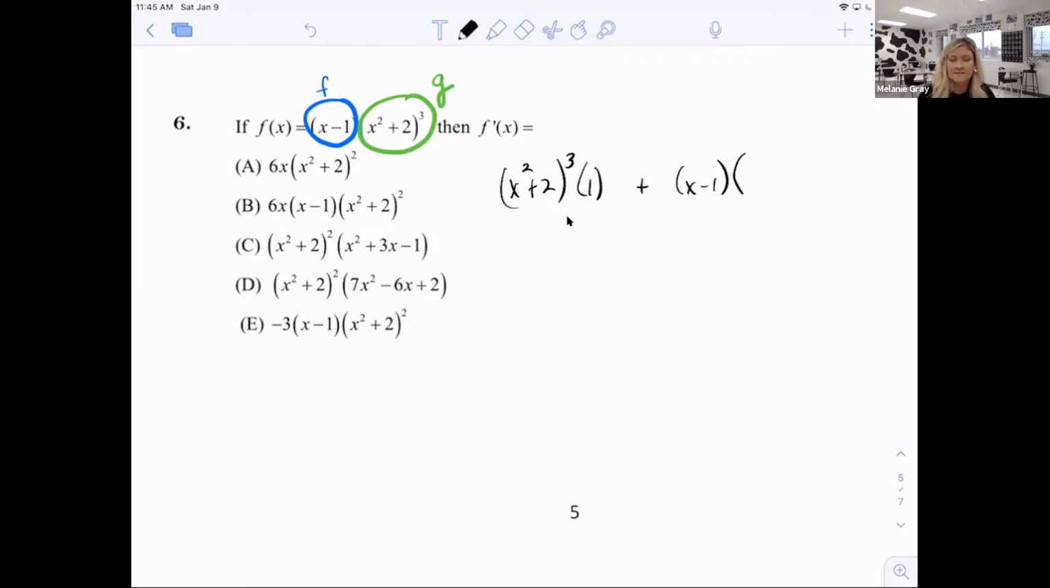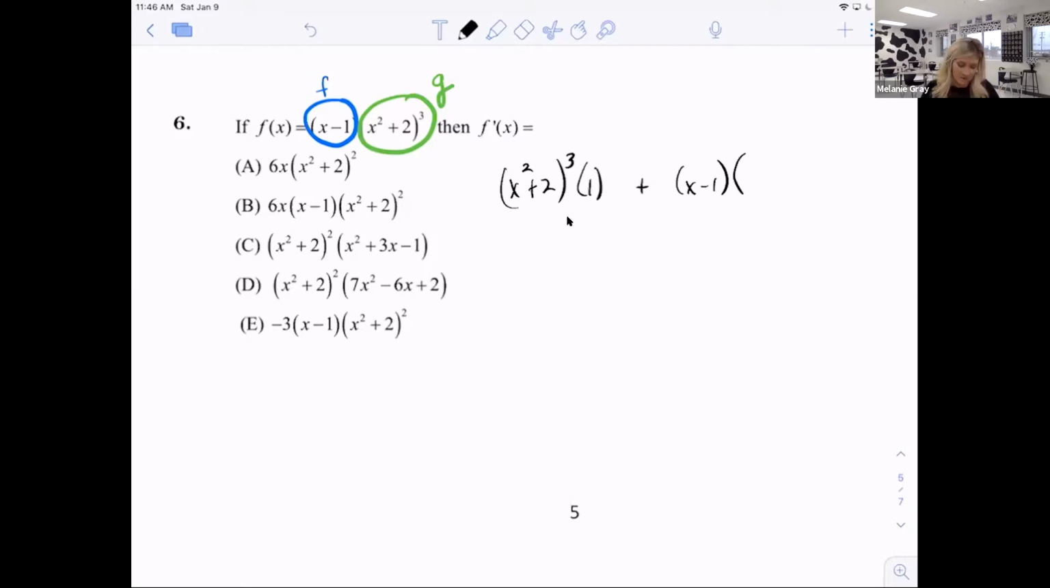I oftentimes have students ask me, when do we do the chain rule? How do we know? We know it's a chain rule when you have a composition function, meaning when you have one function inside of another function. One of my very best friends that teaches BC here at my school, she calls it a pregnant function. She says when you have a function inside another function, that's when you're going to use the chain rule.